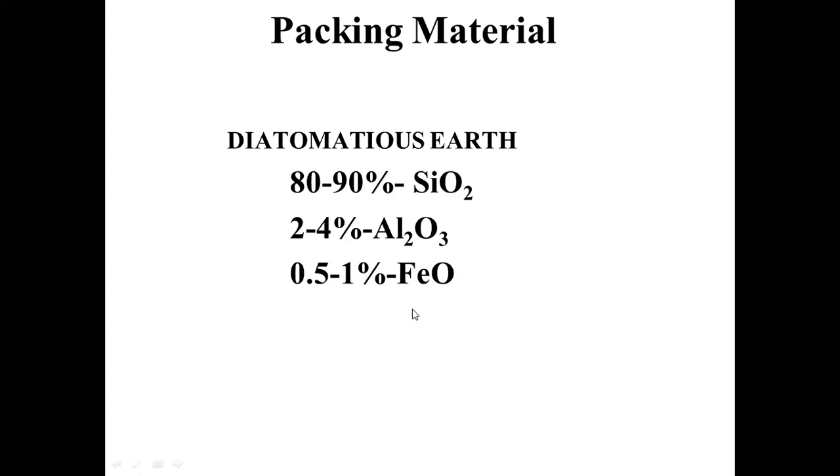The proportion is 80 to 90% silica, 2 to 4% alumina, Al2O3, and 0.5 to 1% iron oxide. So this diatomaceous earth will be crushed into a fine powder, and we can make each particle uniform, and that can be filled into the chromatographic column consistently. In those cases, this stationary phase acts like a solid stationary phase. So the gas chromatography is gas solid chromatography, because the stationary phase we are going to use is solid.